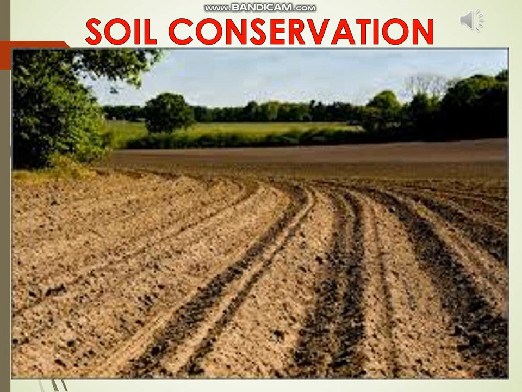In the tropical forest areas, shifting cultivation is known as Jhuming in Assam, Ponam in Kerala, Podu in Andhra Pradesh, and Orissa.